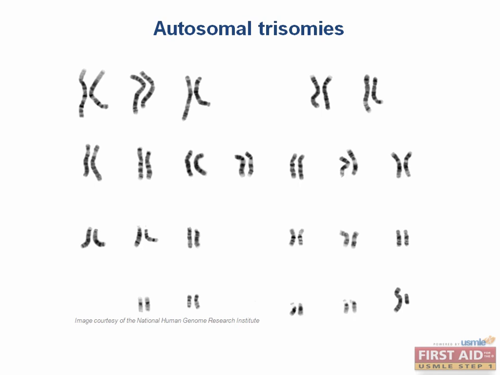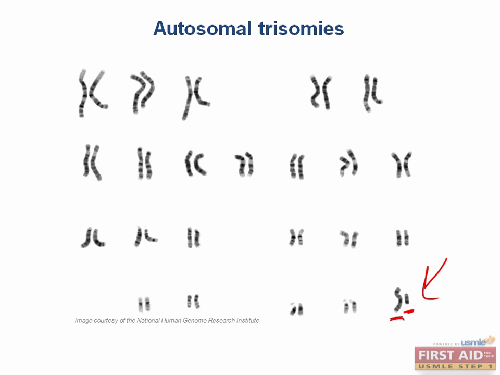By the way, do you think this is a male or a female karyotype? So this one's from a male, which you can tell because the last chromosome in the bottom right corner here is the sex chromosomes, and one is much smaller than the other one. So this is the X chromosome and this is the Y, which means this person is a male.